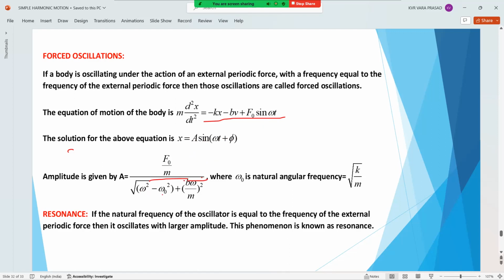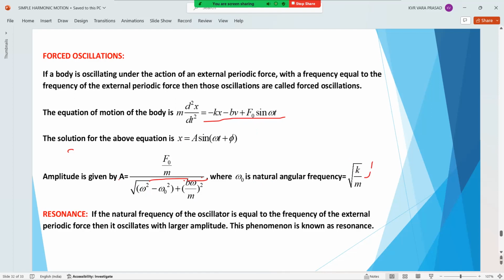Omega square minus omega naught square plus square of b omega by m, where omega naught is natural angular frequency. This is what we are knowing, root of k by m. And omega is frequency of the periodic force. Now see carefully in this amplitude, if omega equal to omega naught, then amplitude becomes large.